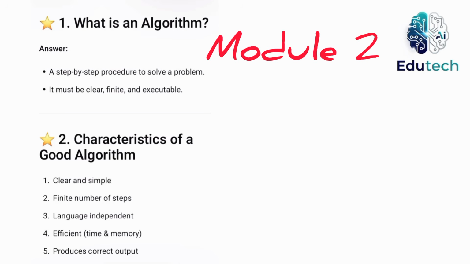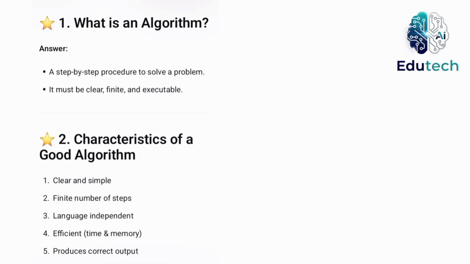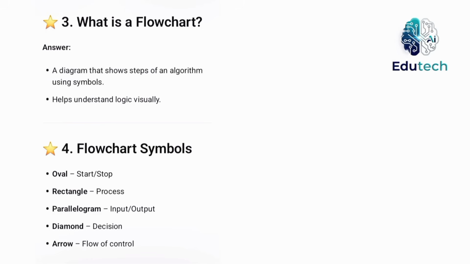What is an algorithm? A step-by-step procedure to solve a problem. It must be clear, finite, and executable. The characteristics of a good algorithm: clear and simple, finite number of steps, language independent, efficient in time and memory, produces correct output.